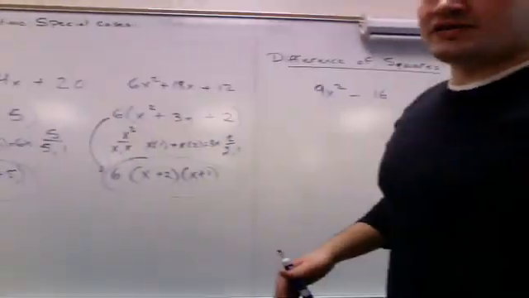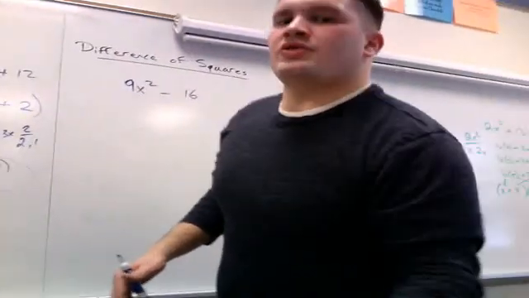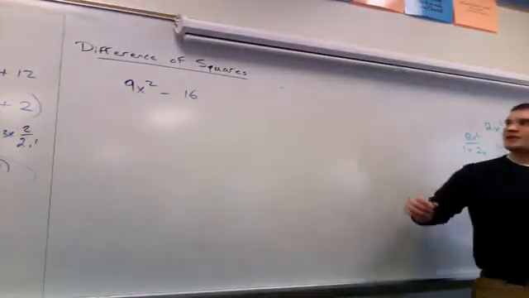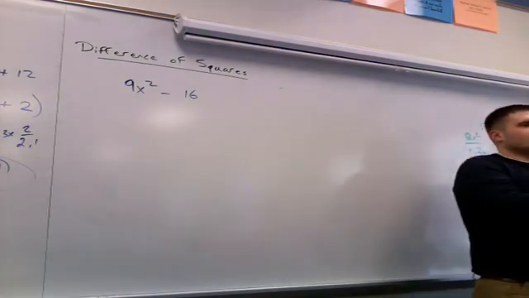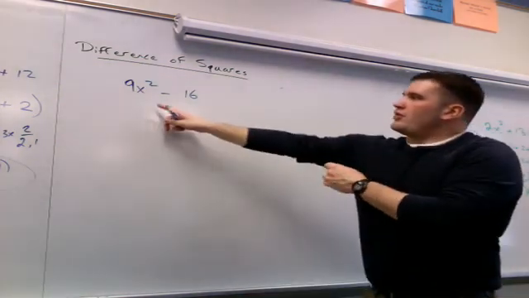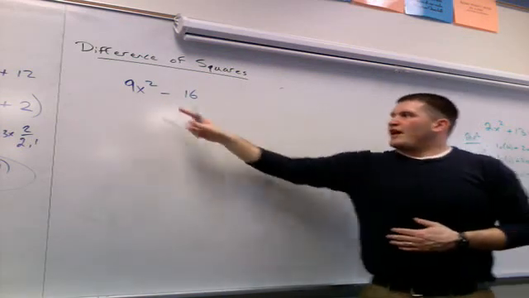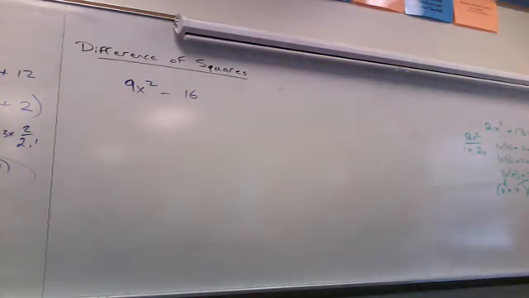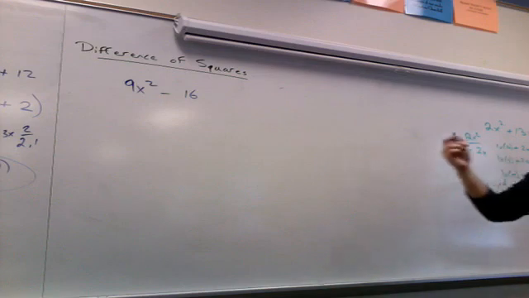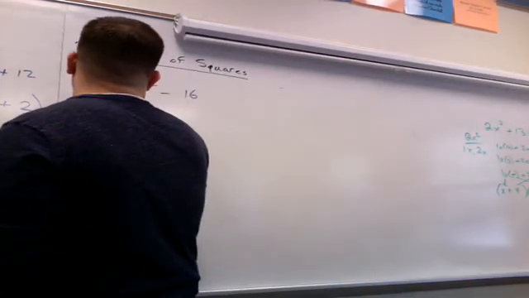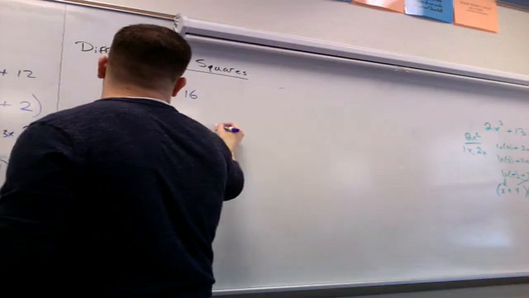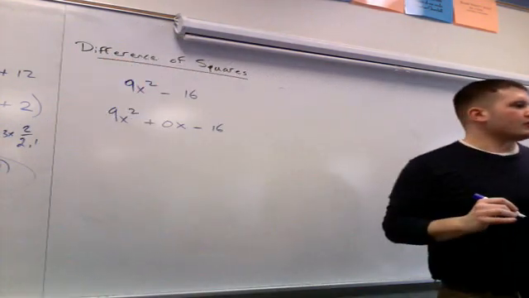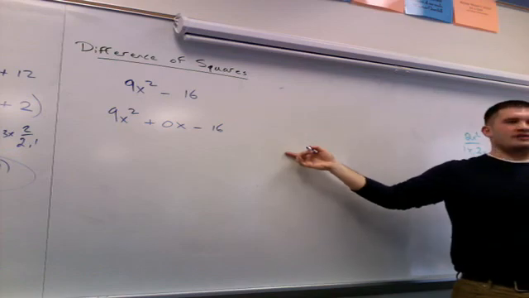Now the last special case is what's called the difference of squares. Hopefully the name gives it away. Now, if I'm going to factor this, I have my a term, 9x squared. I have my c term, 16. What term am I missing? B. So if my b is gone, that means my b is 0. So I could rewrite this as 9x squared plus 0x minus 16. Does that seem plausible?